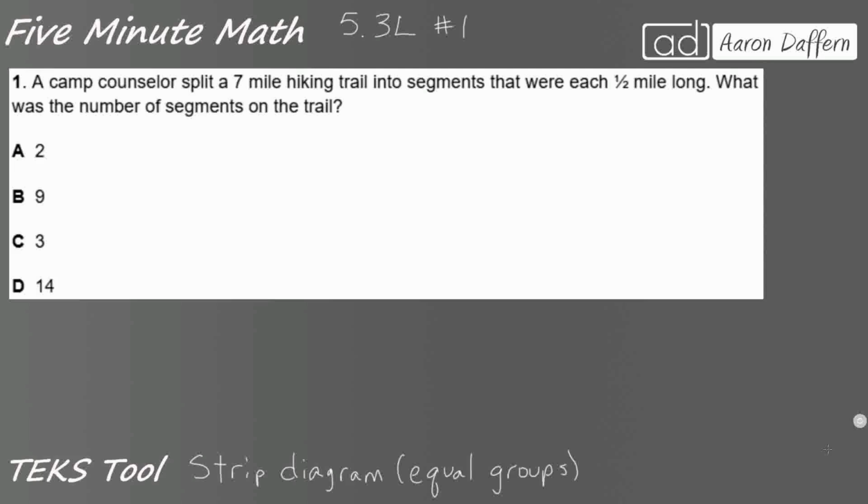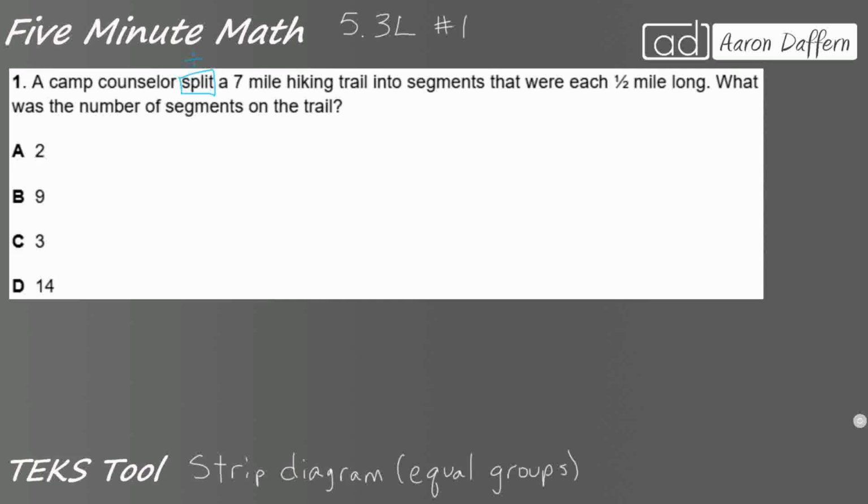So we have a camp counselor, and we've got a 7 mile hike, and we've got segments that are each half-mile long. And then how many segments do we have on the trail? Well, we have a few words that let us know that we're dealing with an equal groups word problem. So when we split something, that should make us think division.